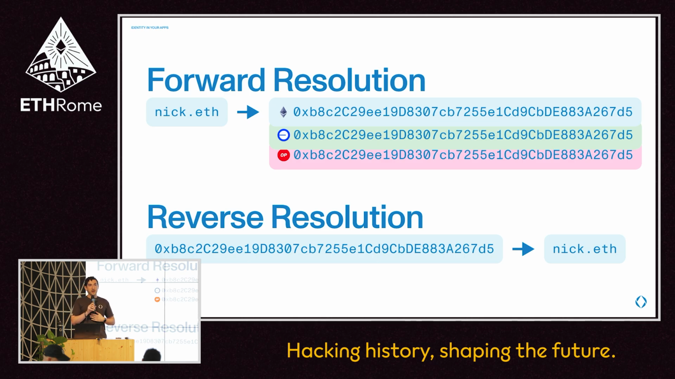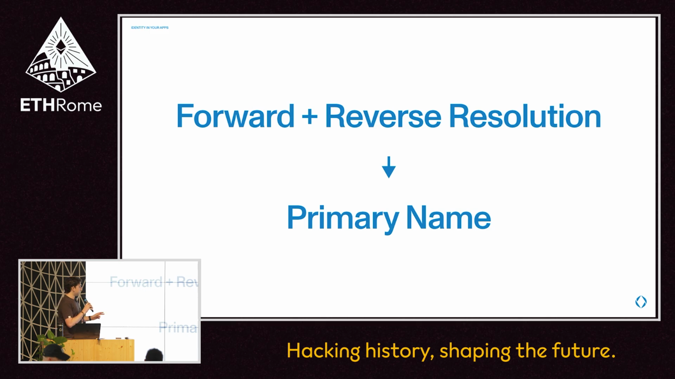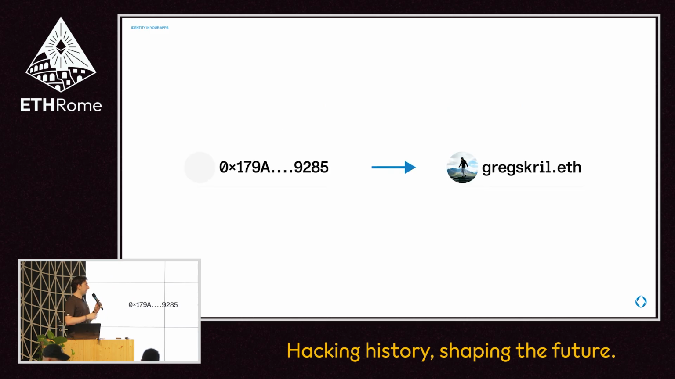So for example, the address of nick.eth is 0xB8C and so on. There's also the opposite, reverse resolution. And this is what empowers the portable profile that I described before. The combination of these two things is what we call a primary name. So when I sign into an app, the way the app is able to get my name from the address is because my address's primary name is gregscroll.eth. And then you can get all the other data from the name.